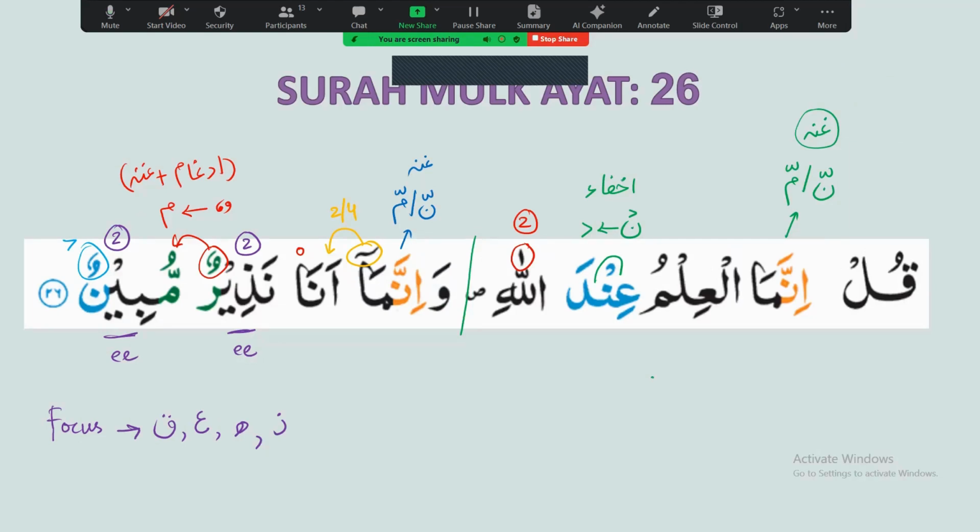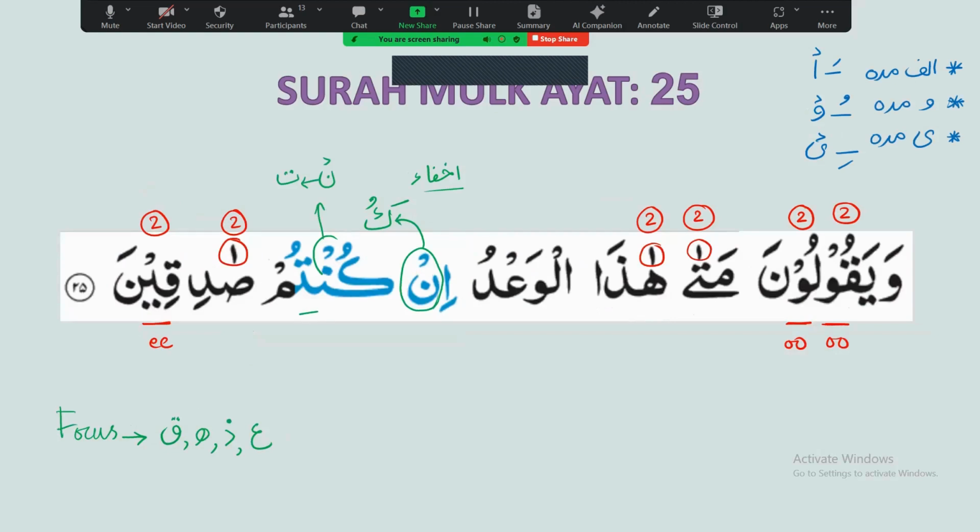Mubin. Okay, so very short ayahs for today. And yes, I hope that you remember the rules of Noon Sakin and Tanween, somewhat of them, right?